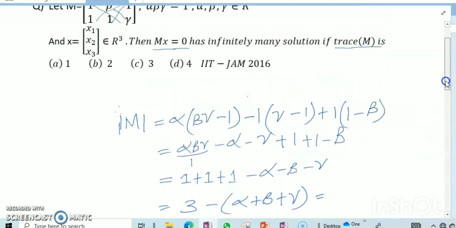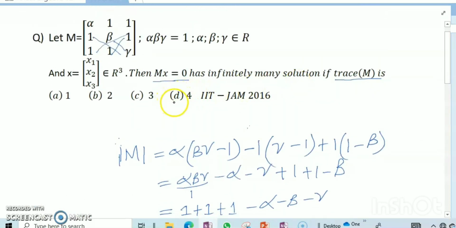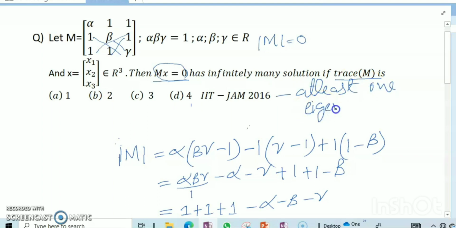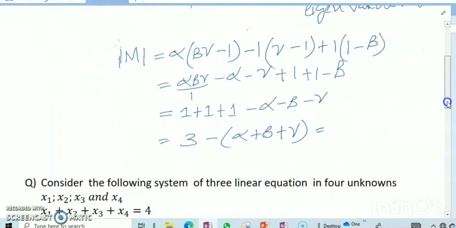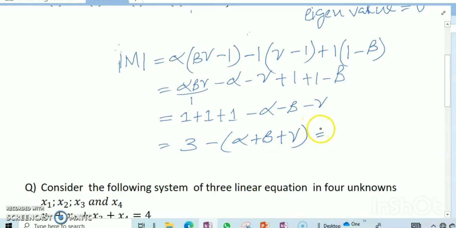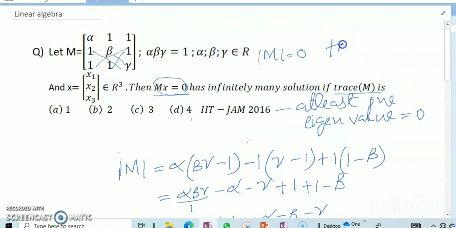So friends, Mx is equal to 0 means det M equals to 0, which means at least one eigenvalue equals to 0. So my trace M is alpha plus beta plus gamma, and alpha plus beta plus gamma is equal to 3. So trace M is equal to alpha plus beta plus gamma.